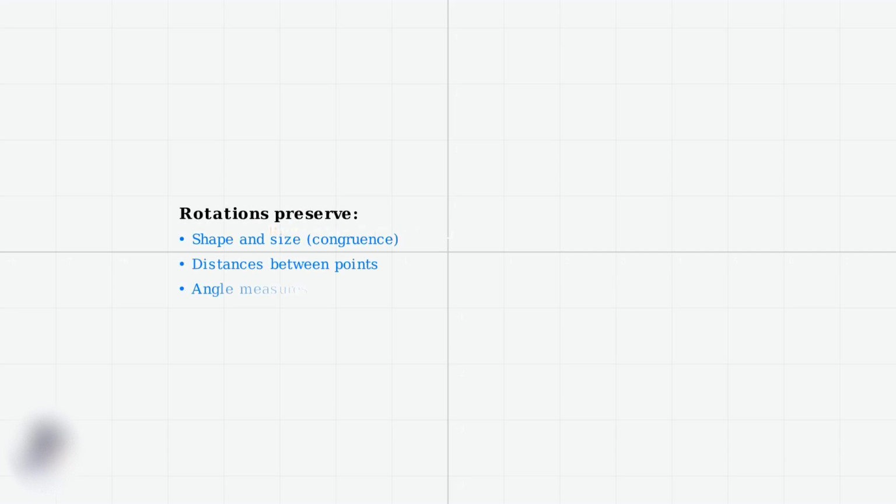Rotations are rigid transformations that preserve the shape, size, distances, and angles of figures. Remember that every rotation needs three pieces of information: the center of rotation, the angle of rotation, and the direction.